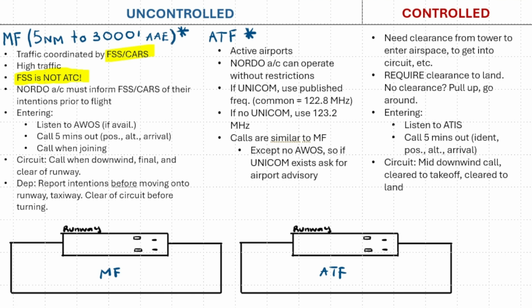You're required to make radio calls on the MF, so you need radio equipment, and you're expected to follow instructions given, unless doing so would be unsafe. As well, aircraft without radio equipment, also known as Nordo aircraft, are not permitted unless they've given FSS or CARS prior notice of their intentions, okay? So you will be informed of this in a traffic advisory. There are some specific numbers depending on when that aircraft is going to be there and when you're going to be flying into the airport. But just know you'll be warned about the aircraft at the MF airport.